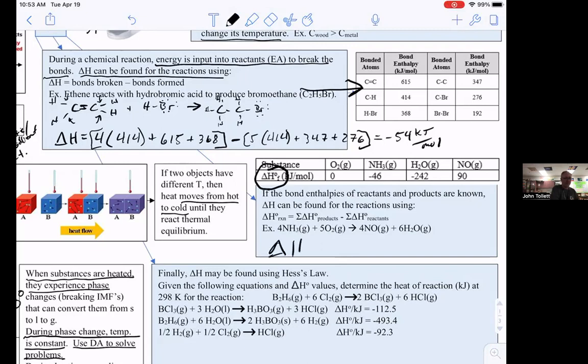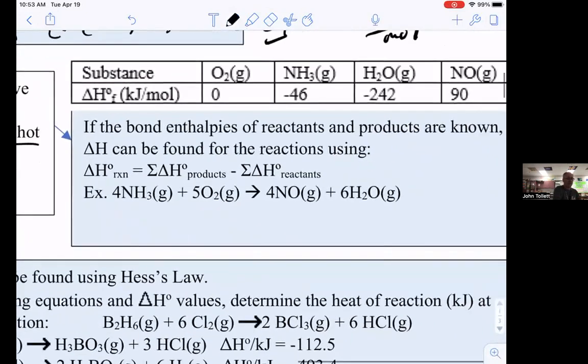So if it says delta H naught with an F, it means the value to form the ammonia. In this case, instead of taking bonds broken minus bonds formed, you take the delta H value for your products minus the delta H value for your reactants. Then you'll find out how much is left over as a product. If that value is negative, it's exothermic. If that value is positive, it would be endothermic.